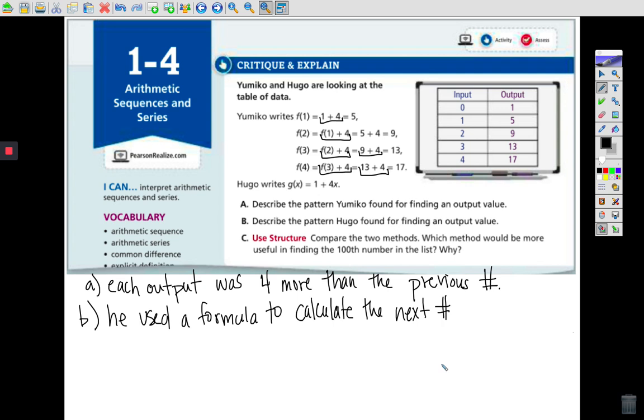C says compare the two methods. Is there anything wrong with either method? No, they're both right, aren't they? But which method would be more useful for finding the 100th number in the list? Hugo's method. Because you could just plug 100 into the formula, right? For Umiko's method, you would have to find the first 99 before you found that 100th number, right? So for C, I wrote Hugo's method would be more useful.